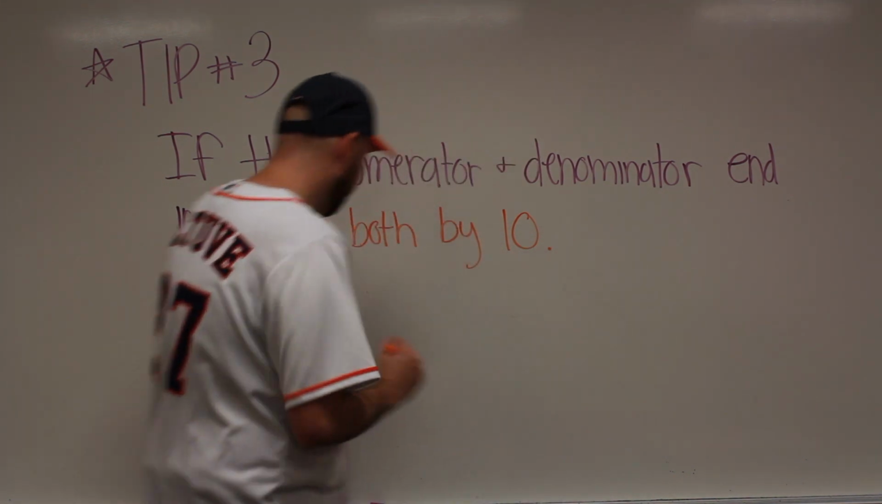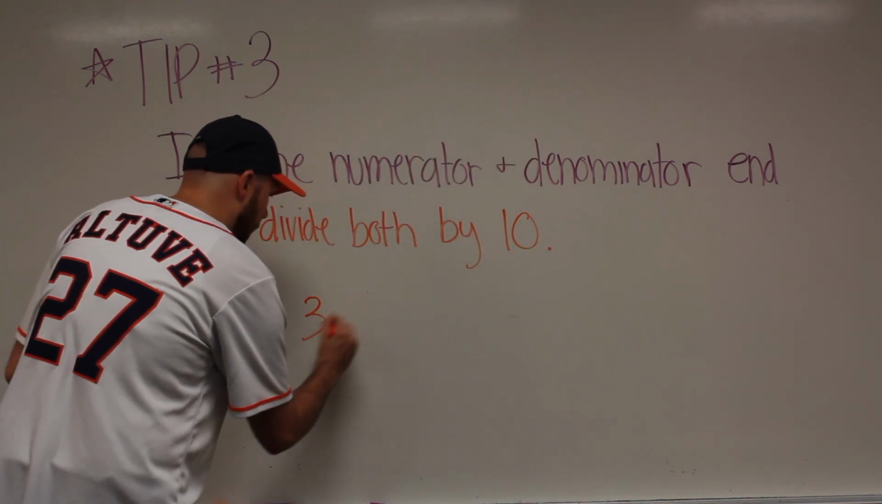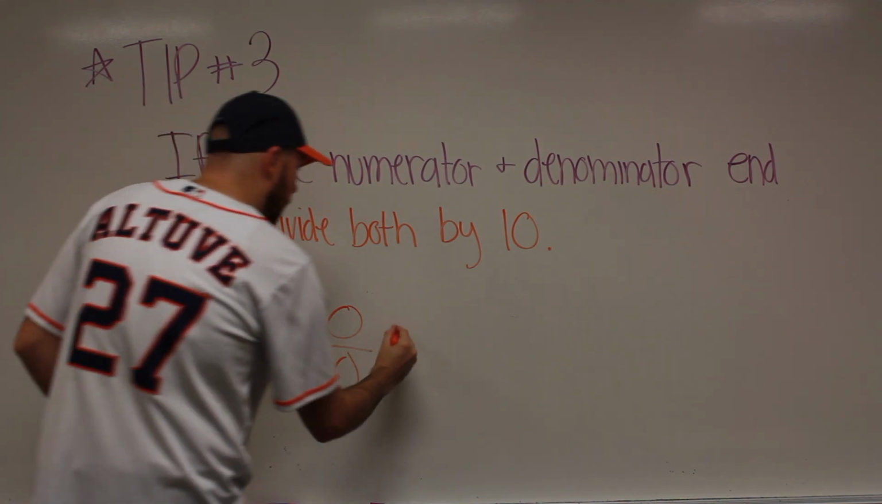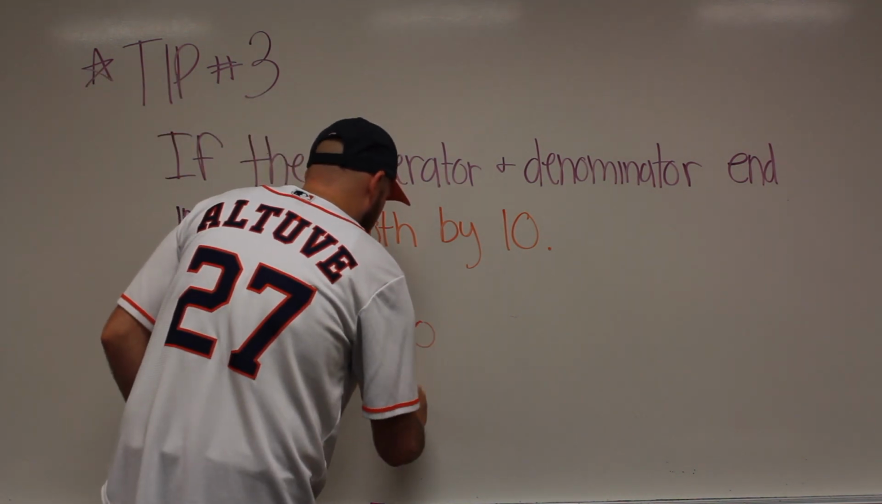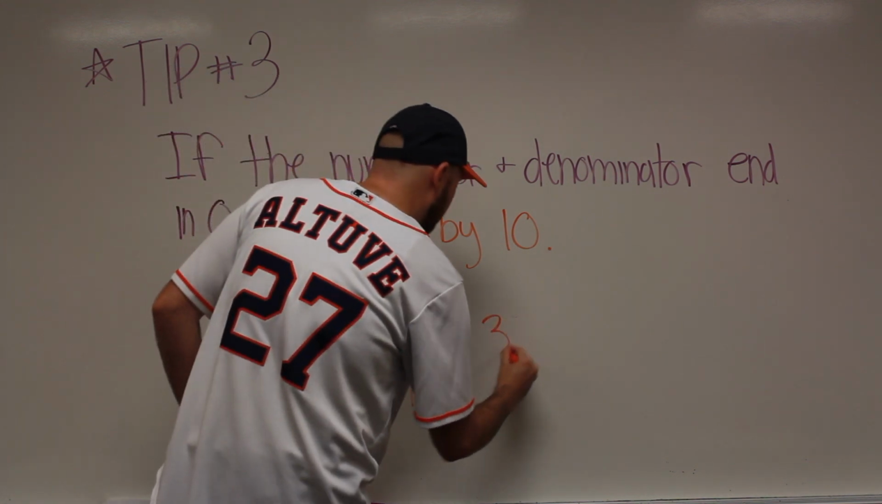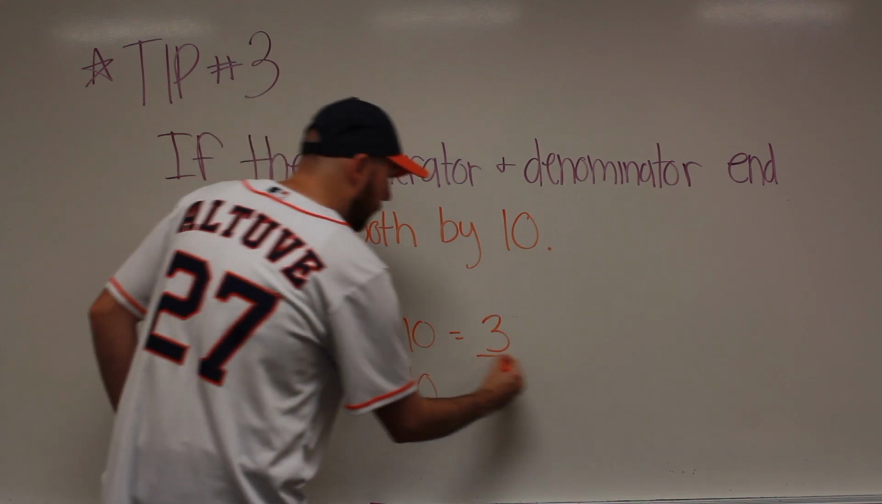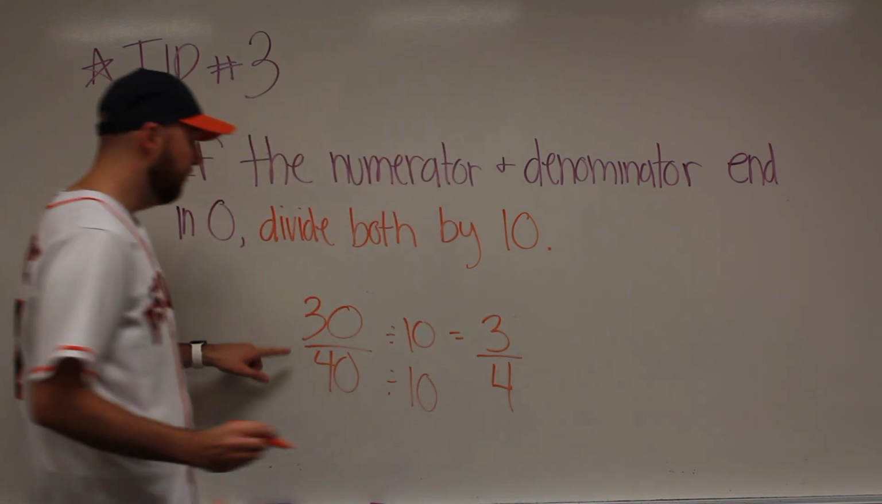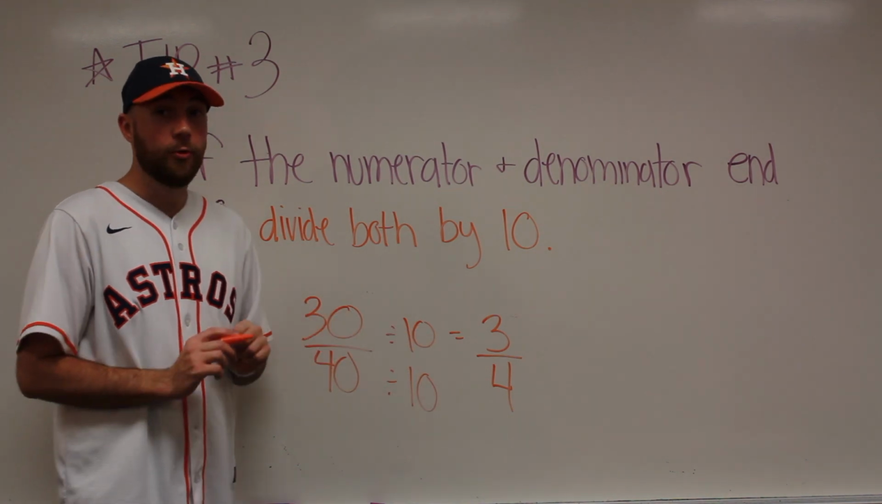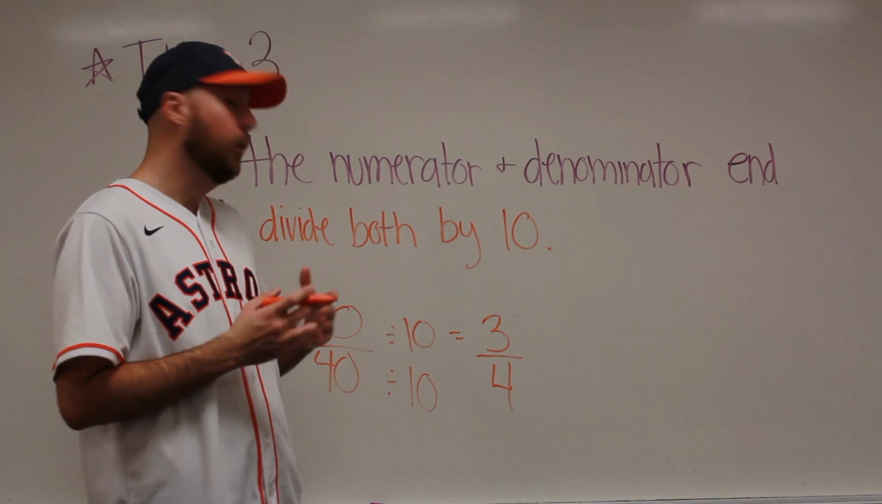So let me do another one. We'll do 30 over 40. Both of them end in 0. Divide both by 10. 10 goes into 30 3 times. 10 goes into 40 4 times. So 30 40ths, when it's simplified by 10, is 3/4. Okay, let's get into another tip.